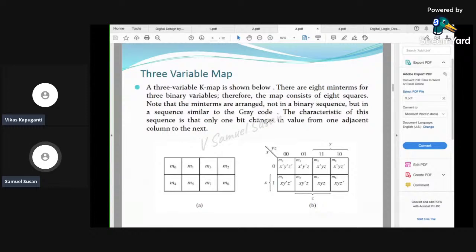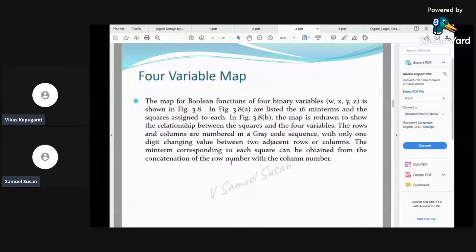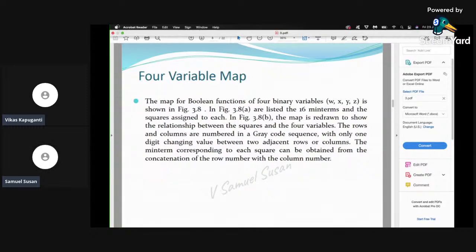This is two variable. I guess no one has a doubt about that. But in three variable, you can see that it is M0, M1, M3 and then M2. That is because they follow the Gray code, right? Even in the four variable map structure. I guess most of them don't have any doubt in three variable. So we'll explain NAND and NOR on the board. Yeah, next slide. Next, fourth one.